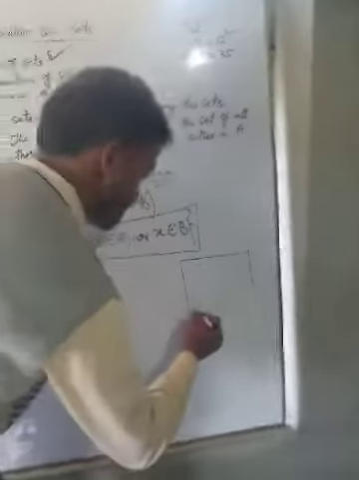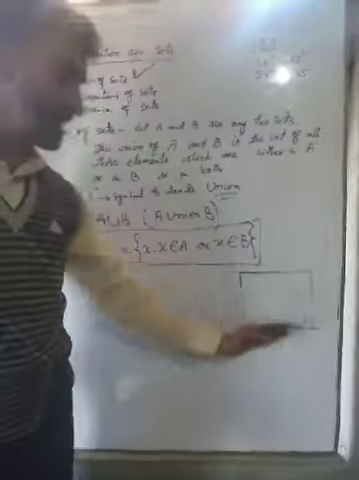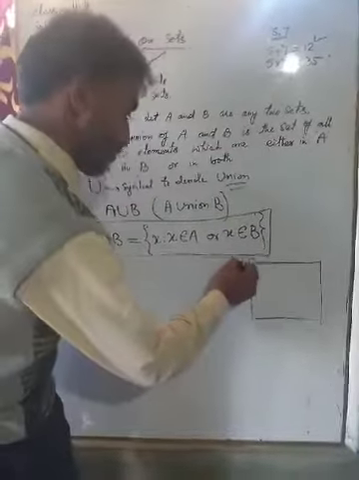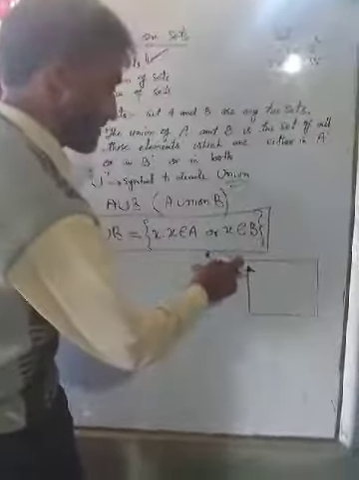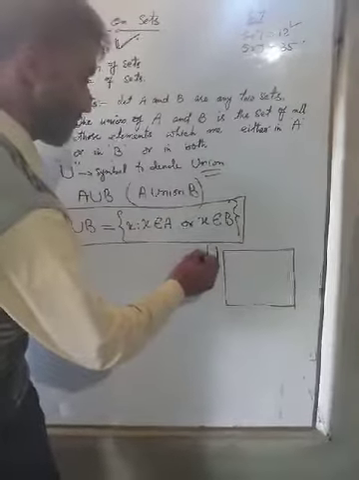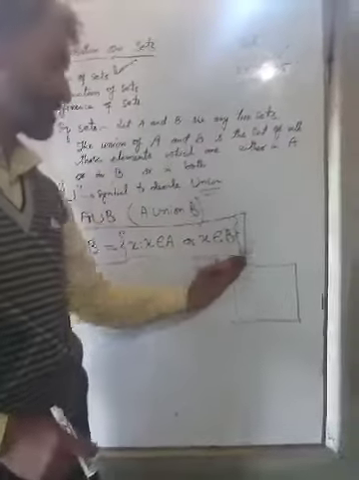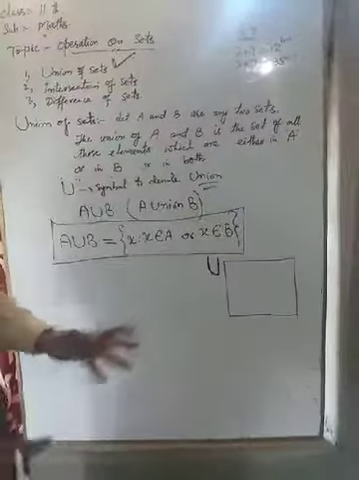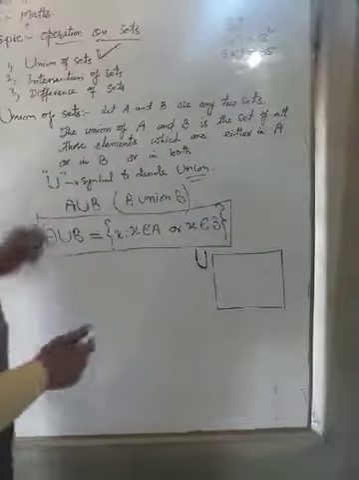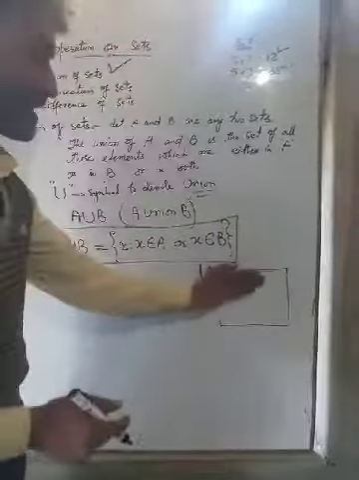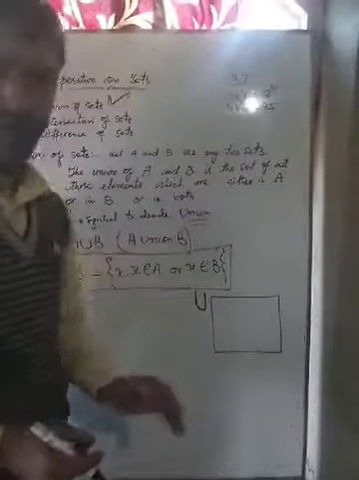Union of sets. We simply take a rectangle and this is denoted by U, universal set U. We write U at this corner. This represents the universal set, the whole set which contains all the subsets. If we take these two sets A and B, they are subsets of the universal set and are denoted by circles.